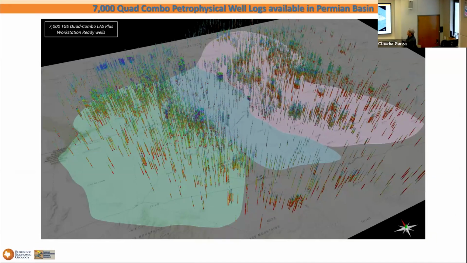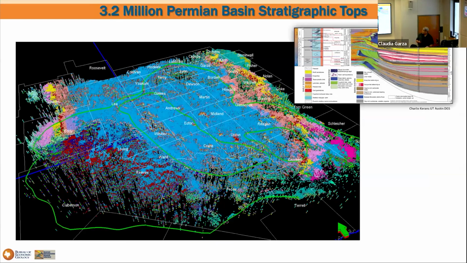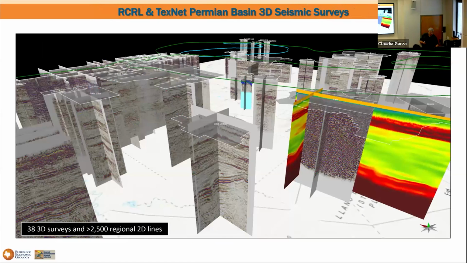And also with the help of our collaborators in the TexNet group, we've been able to get our hands on quite a bit of data that we use for petrophysical calculations. And this particular slide shows 7,000 of the highest quality quad combo wells, as we call them, with all the various well logs in it that we need in order to calculate high quality petrophysical data, such as porosity, water saturation, and permeability. And then the tops I was talking about earlier in those 360,000 wells result in approximately 3.2 million tops for the whole basin.